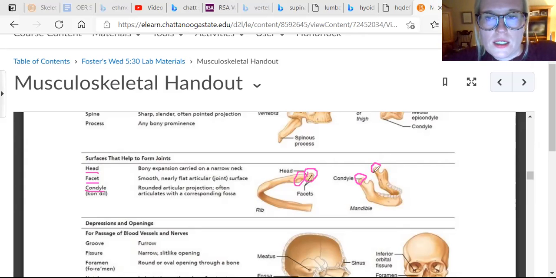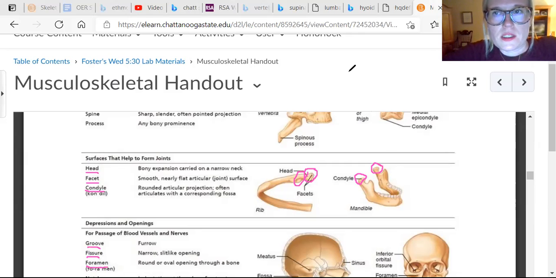So here's the other condyle on the other side, okay? A groove, we'll look at this in a second too. It's a furrow, meaning it's a depression into the bone, okay? A fissure is a narrow, slit-like opening, but it's a full opening. Instead of being like a hole, it's going to be a slit opening, just like around your eye sockets. We'll look at those. That's a good example of a fissure. A foramen is just a hole in the bone.